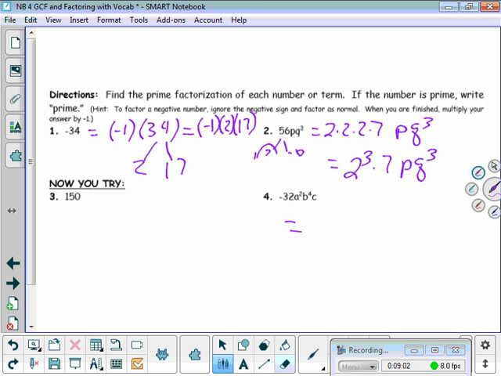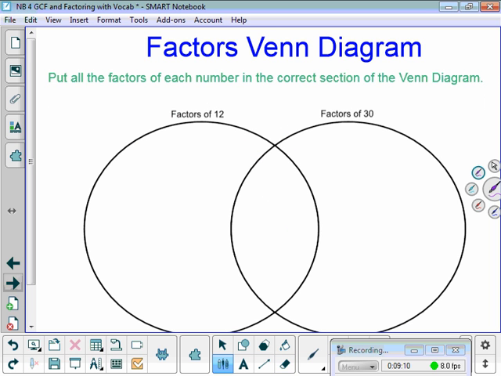What do we get? Negative 1, 2 to the 5th. And you didn't forget that a squared b to the 4th c, did you? Good. Okay, y'all are up again.